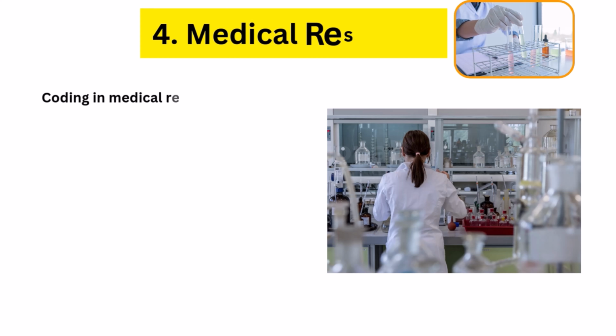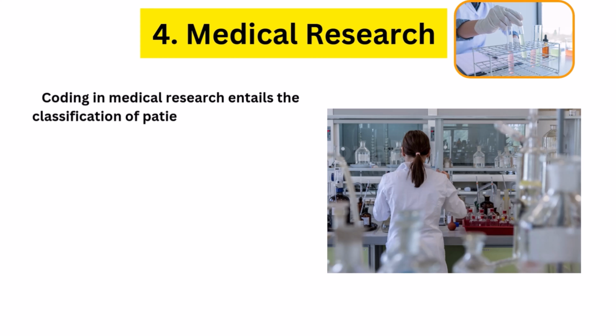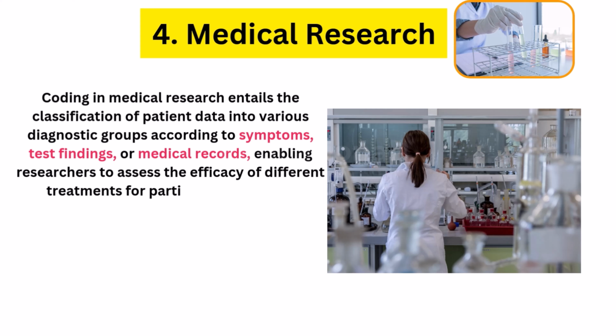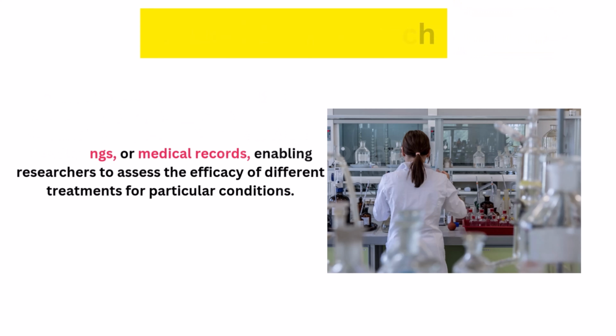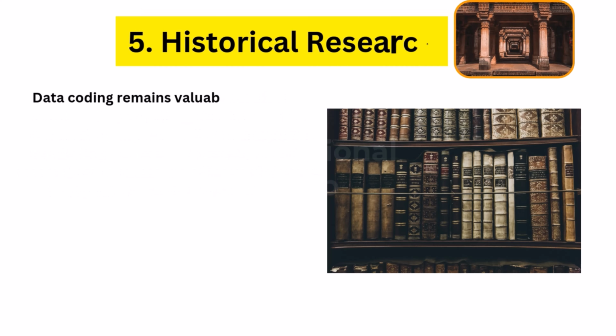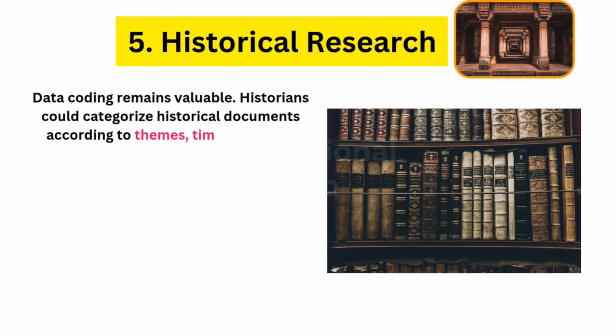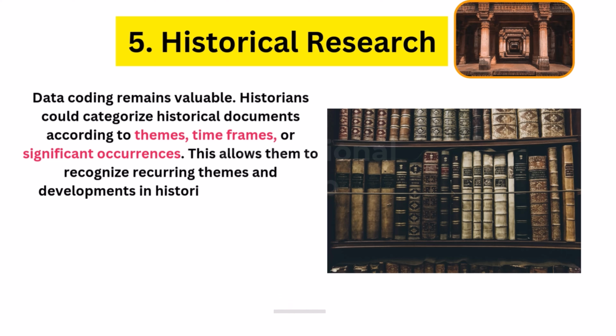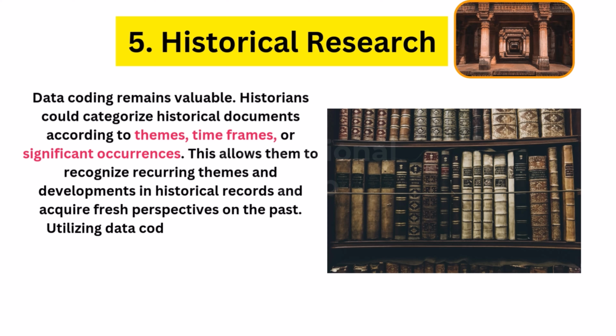4. Medical research. Coding in medical research entails the classification of patient data into various diagnostic groups according to symptoms, test findings, or medical records, enabling researchers to assess the efficacy of different treatments for particular conditions. 5. Historical research. In historical research, data coding remains valuable. Historians could categorize historical documents according to themes, time frames, or significant occurrences. This allows them to recognize recurring themes and developments in historical records and acquire fresh perspectives on the past.